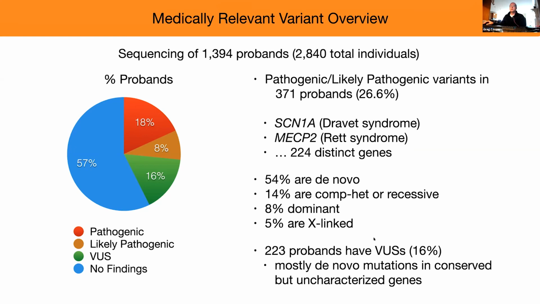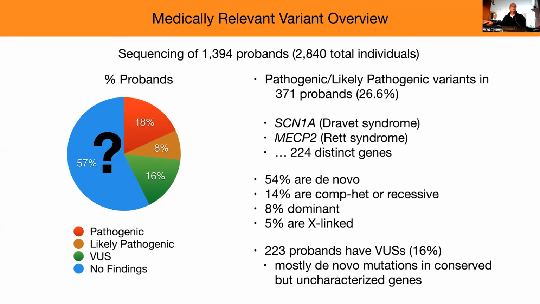I'll say there's also a bunch of VUSs, and I won't talk about that today, but this is a substantial fraction of probands. And these can be frustrating, obviously for the families, because they're intrinsically uncertain. We're telling them we found this thing, we don't know what it means, but we think it could be relevant. But they're high priority targets in terms of research, because these are mostly mutations in genes that look like it would be bad symptomatically if you had a mutation in that gene, but we just don't know enough about it. So a lot of our research is on characterizing those VUSs.